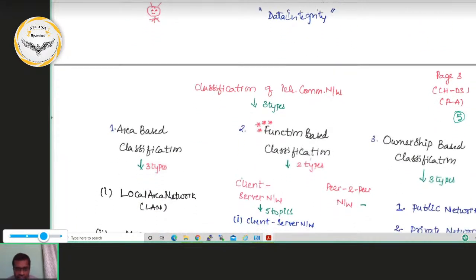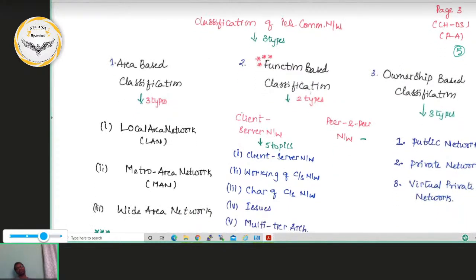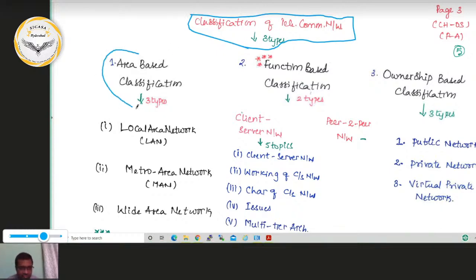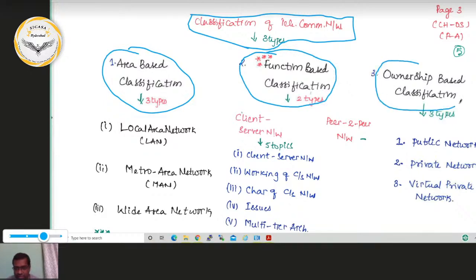So let us go to the next concept, classification of telecommunication networks. Networks are classified into how many types? There are 3 types. First one is called area based classification. Second is called function based classification. And last one is called ownership based classification. So these are the 3 types of classifications we have.